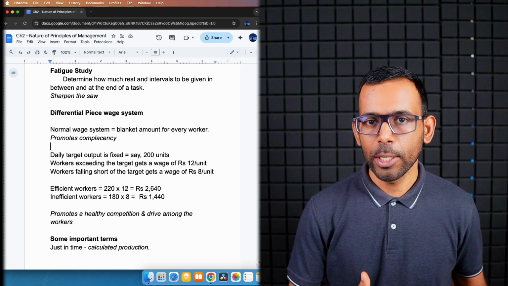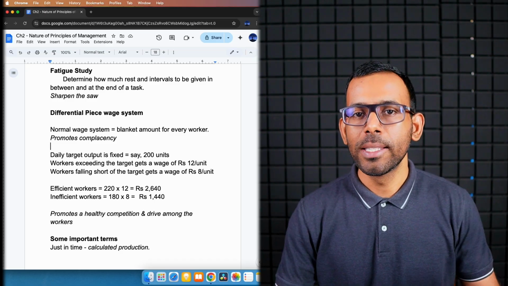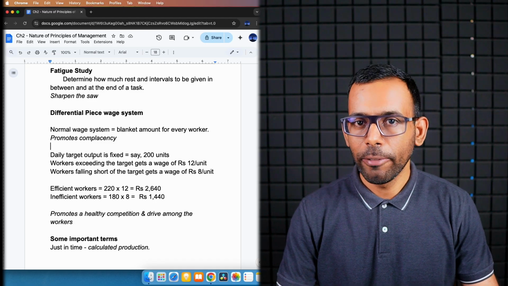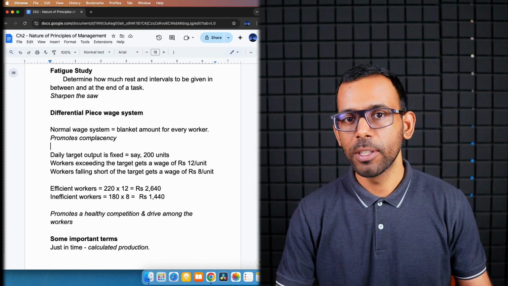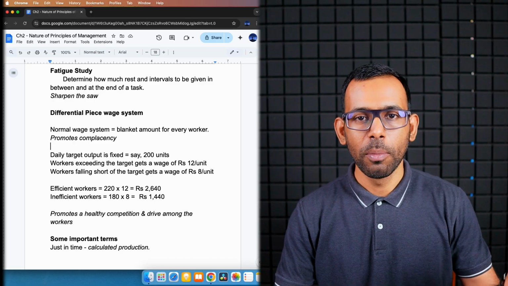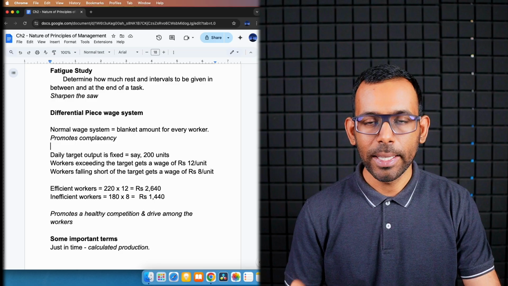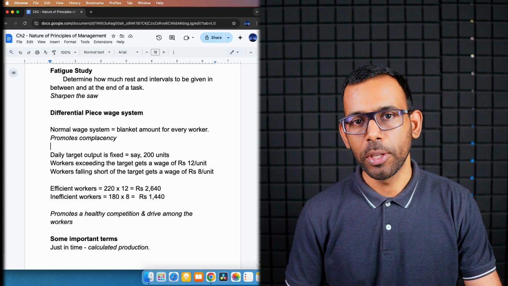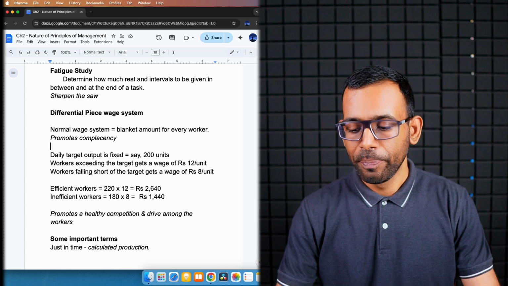What is the advantage of this? The advantage is that it is quite simple. You can simply calculate the daily total wage cost by multiplying the number of workers employed that day by the cost per worker for that shift. You will get the daily total cost easily. That's the only advantage. But what could be the disadvantage?